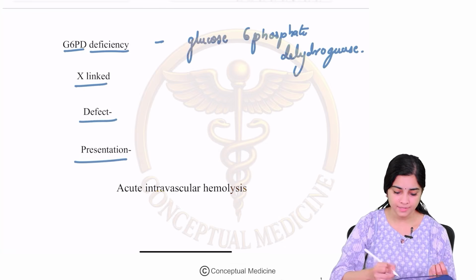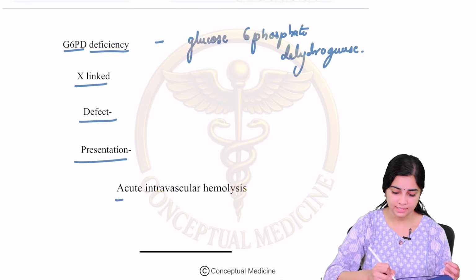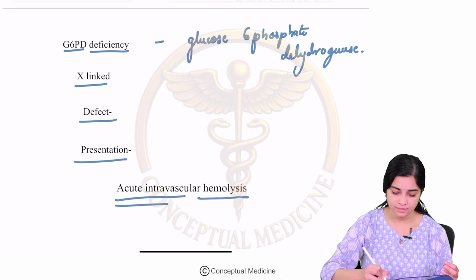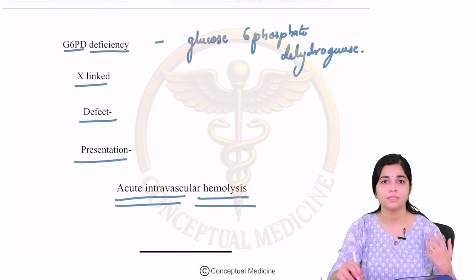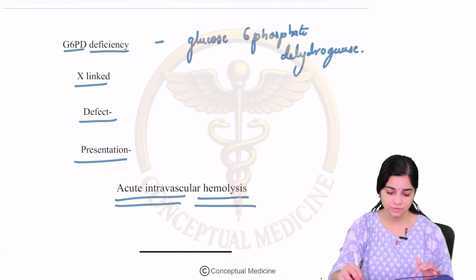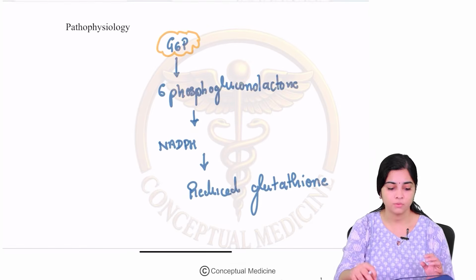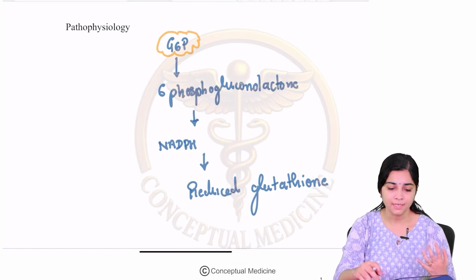And how does it present? Most often G6PD patients are usually asymptomatic and only during certain episodes they present with acute intravascular hemolysis. There is hemoglobinuria, hemosiderin. Okay, so they usually present with episodes of acute intermittent hemolysis. So let us understand the pathophysiology of G6PD deficiency.